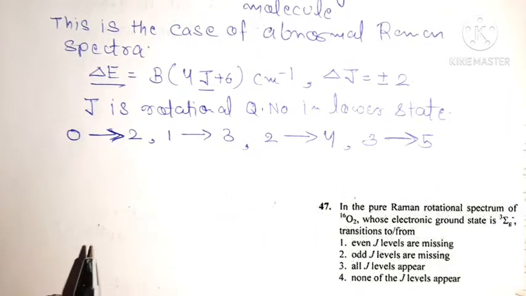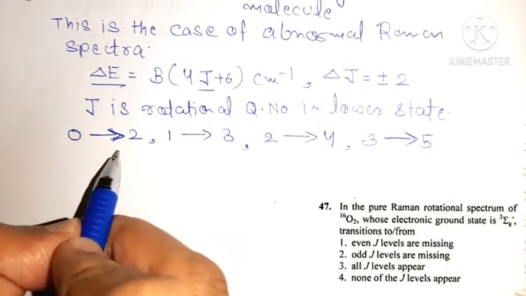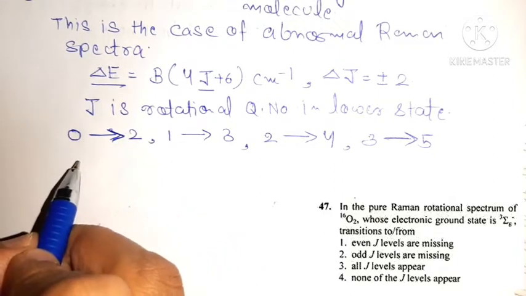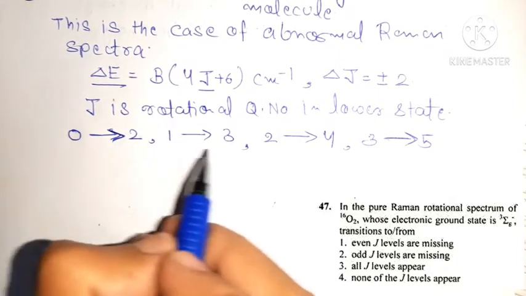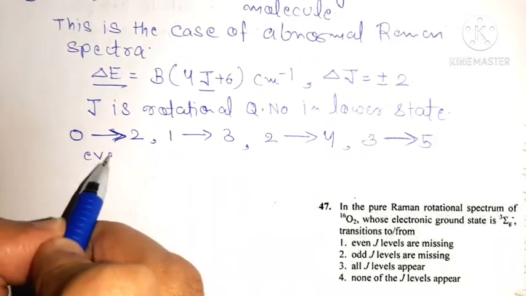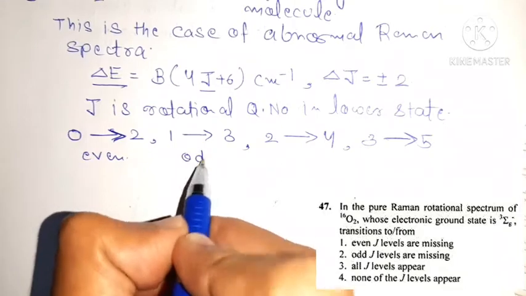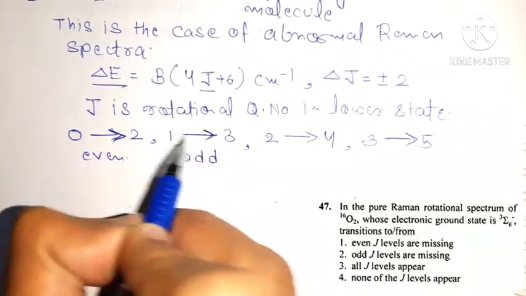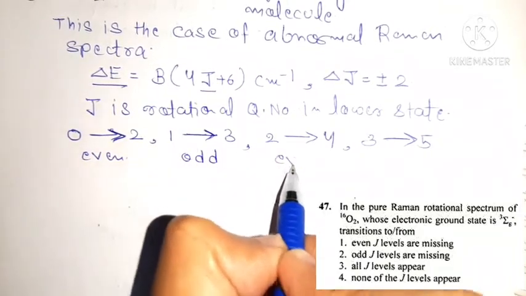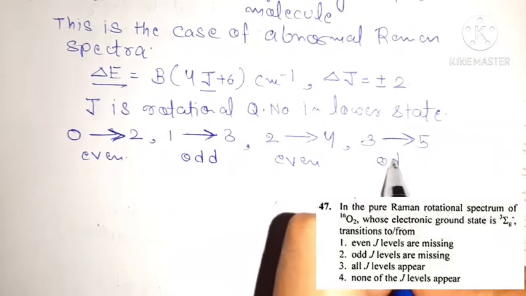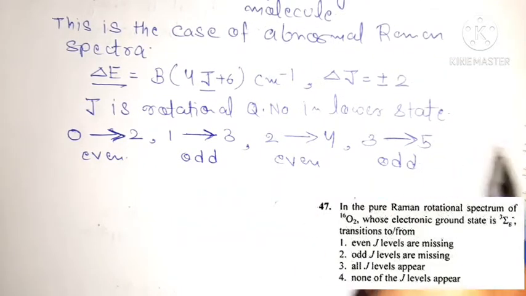Okay, and first of all, what type of transition? These are even transitions because here the J values are even, 0 and 2. These are odd transitions because here the J values are 1 and 3. This again is an even transition and this again an odd transition, and the next transitions are even, and so on.